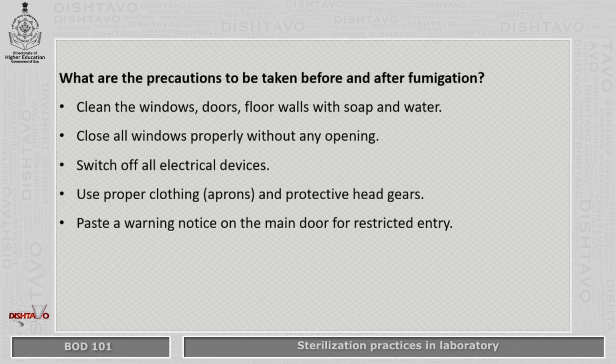What are the precautions to be taken before and after fumigation? You have to ensure that you clean all the windows, doors, floor and walls with soap and water. You have to ensure that there are no openings in the doors and windows, so seal all the doors and windows. Switch off all electrical devices. Use proper clothing, that is apron, proper head gear and even glasses. Paste a warning notice on the main door for restricted entry.